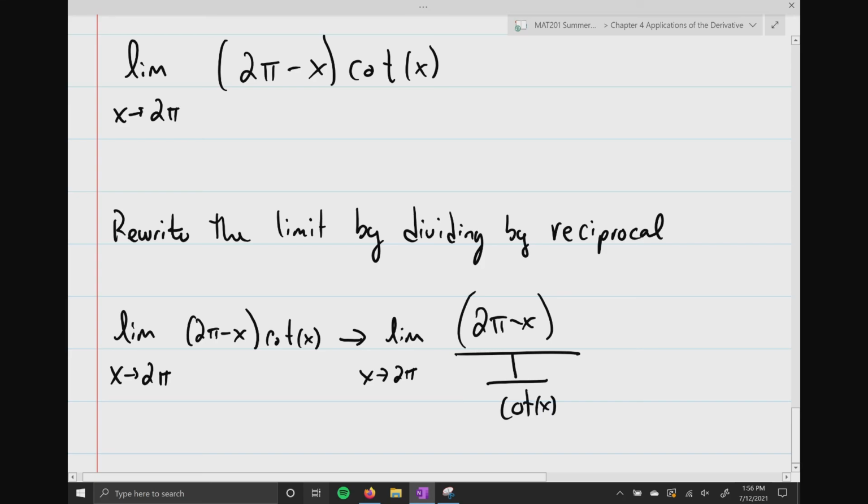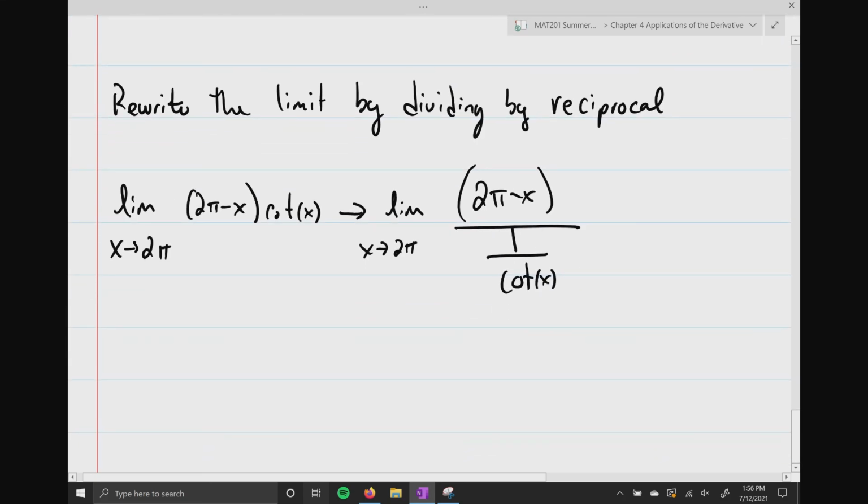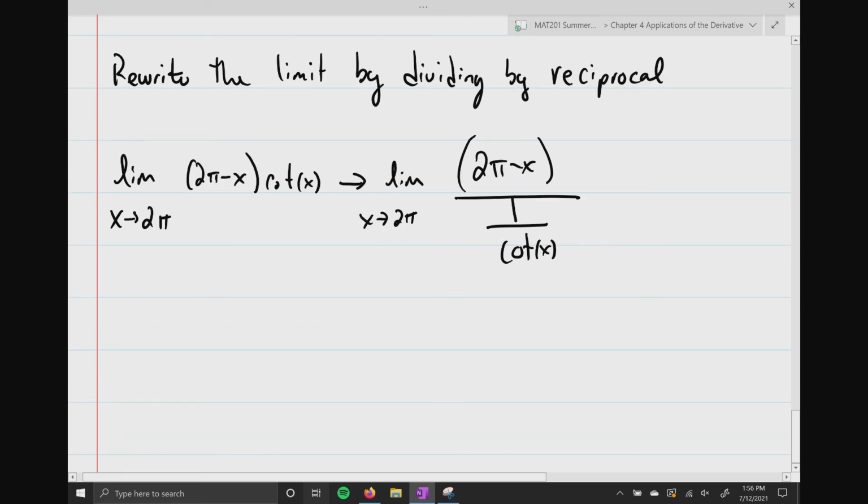Okay? So now by doing this, I can use a little bit of algebra. I can say the limit as x approaches 2 pi is now going to be 2 pi minus x in my numerator over tangent x, because 1 over the cotangent is tangent. So I didn't really change anything here. What I did is I just rewrote it. That way, hopefully something happens.